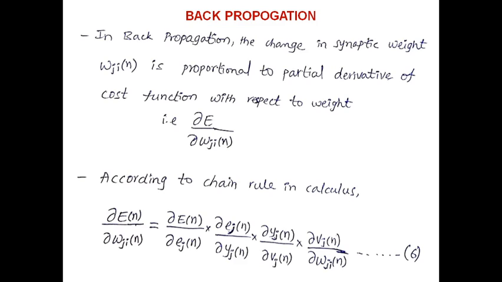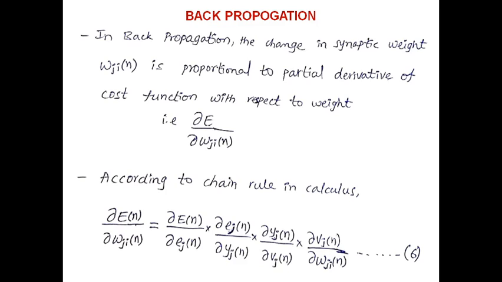Next, if we come to back propagation, in back propagation the change in synaptic weight, that is delta wji of n, is proportional to the partial derivative of the cost function with respect to the weight. Your error you are getting in terms of weight, and the partial derivative of that cost function will give the corresponding change in synaptic weight. So what that means is, your error is nothing but e, and the partial derivative of that error with respect to the weight is dou e by dou wji of n.